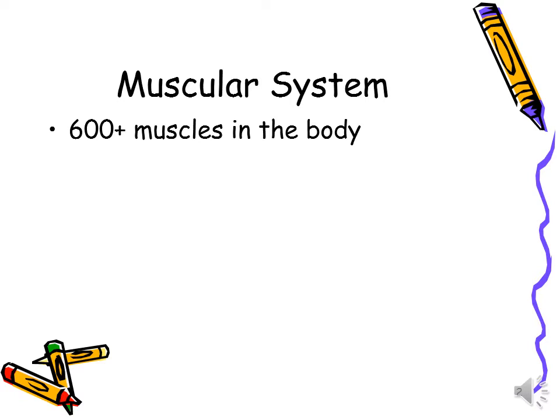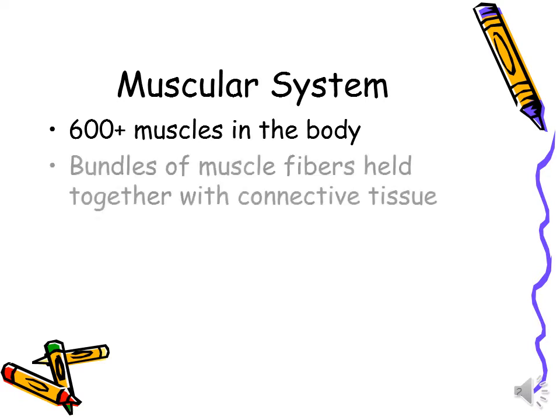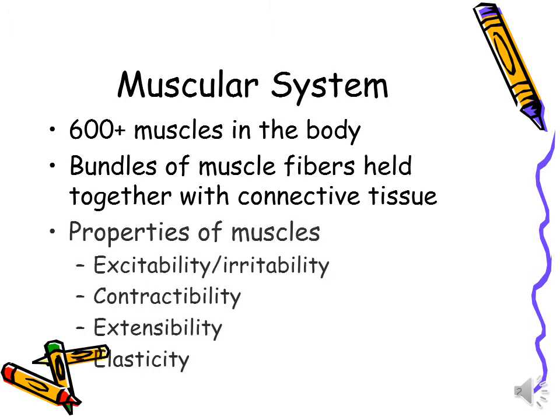So there are over 600 muscles in the body, and what muscles are is they're bundles of muscle fibers that are held together with a connective tissue or this connective tissue sheath. Muscles have several properties. They have the property of excitability, contractibility, extensibility, and elasticity.